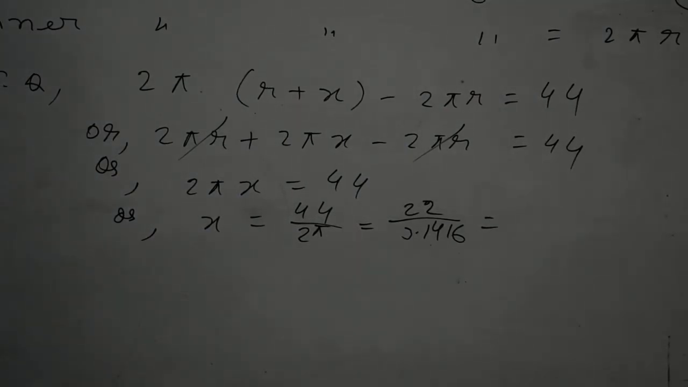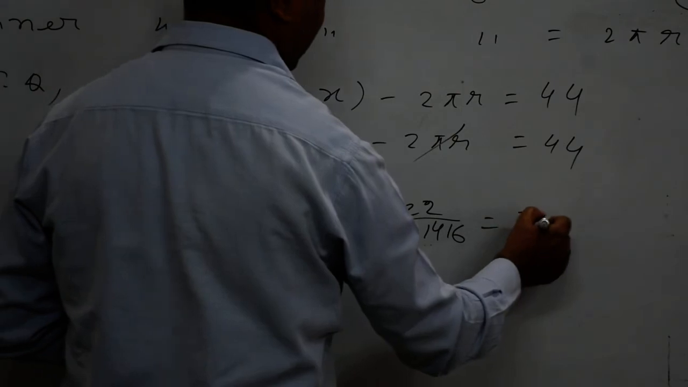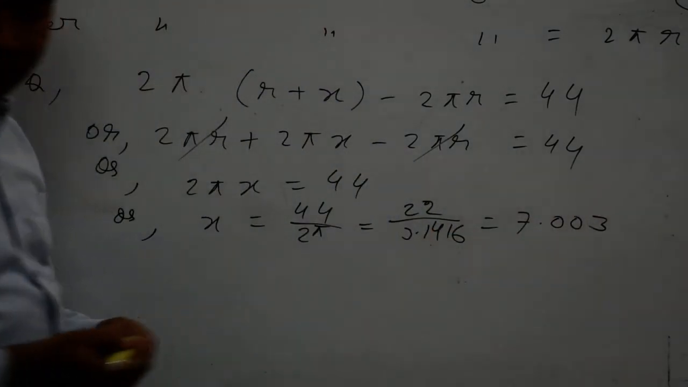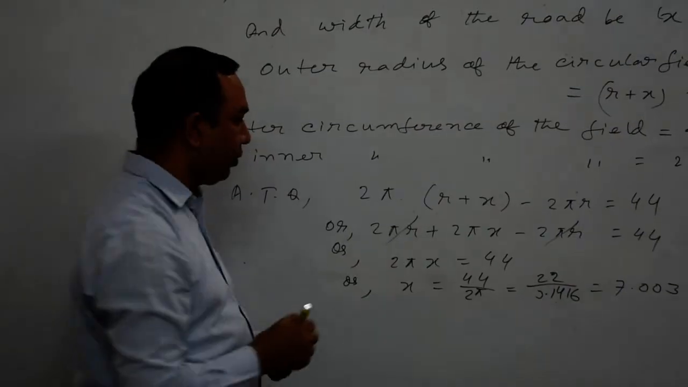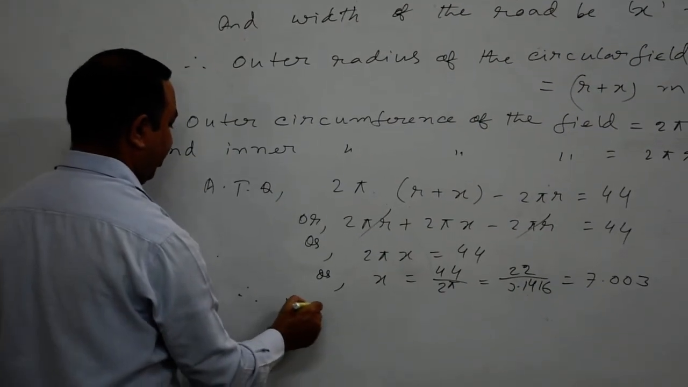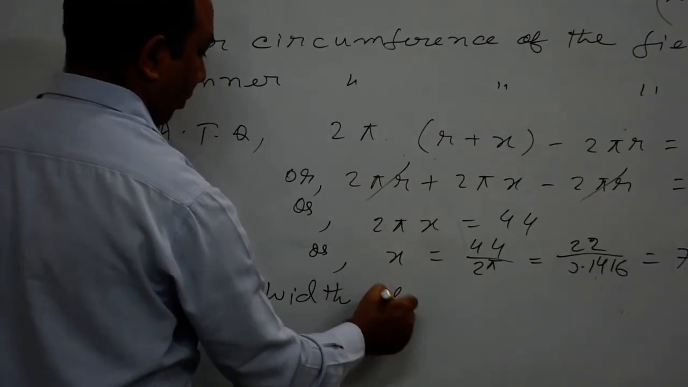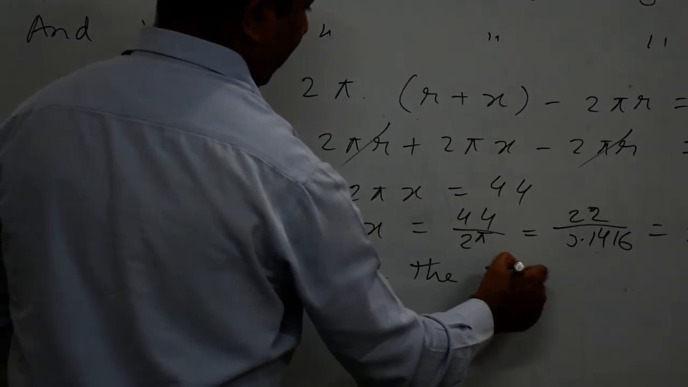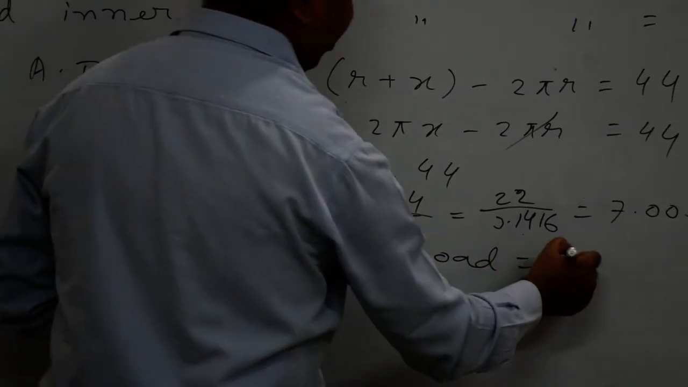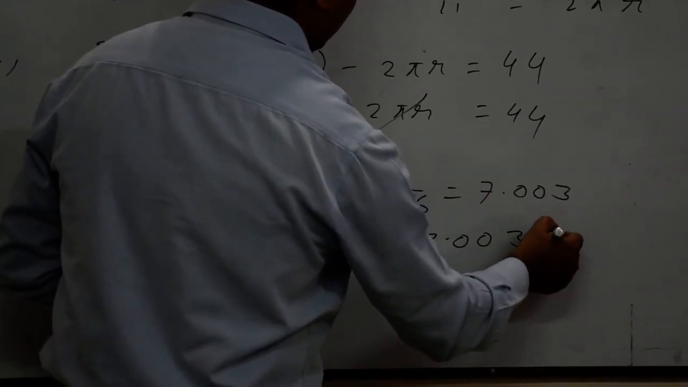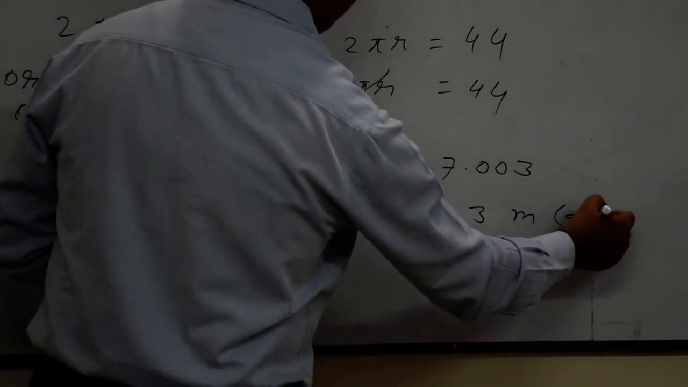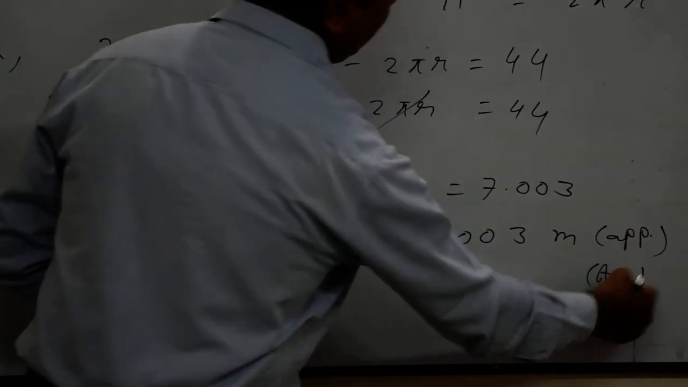The result will be 7.003. So what is the question? Question is find the width of the road. Therefore, width of the road is equal to 7.003 meter approximately. That is the answer.